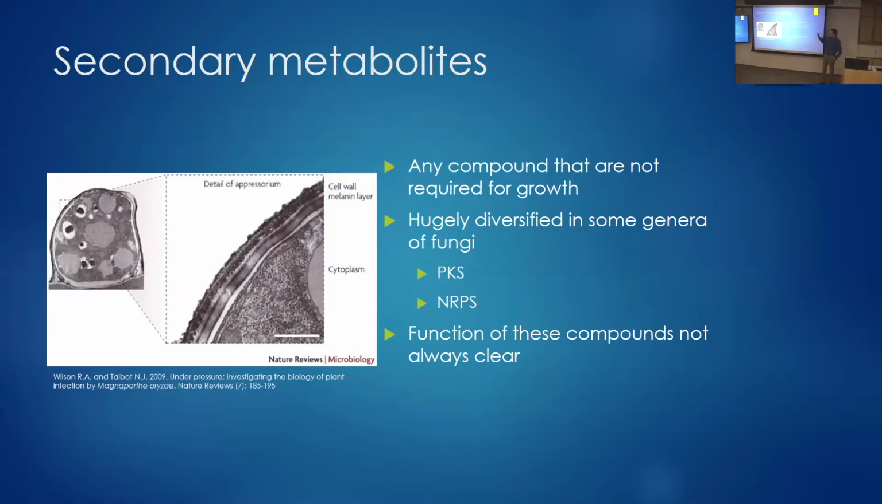But just because we know of all these compounds, it doesn't mean that we know what they do for the organisms that produce them. So for example, here in Magnaporthe oryzae, it was discovered that melanin, which we normally think of as a UV protectant, is also required in the appressoria for structural integrity so that it can actually punch through plant tissue. So this is to say, even when we think we know what compounds are for, there may be other functions, or we may just be wrong.